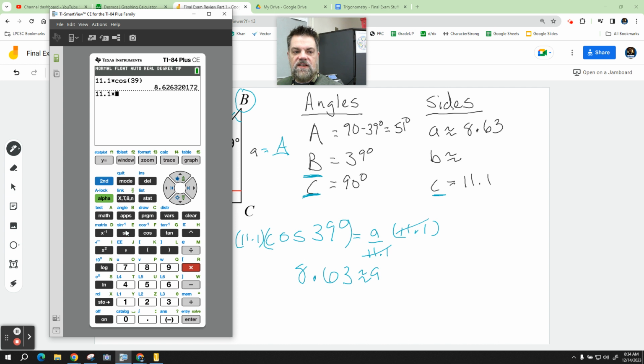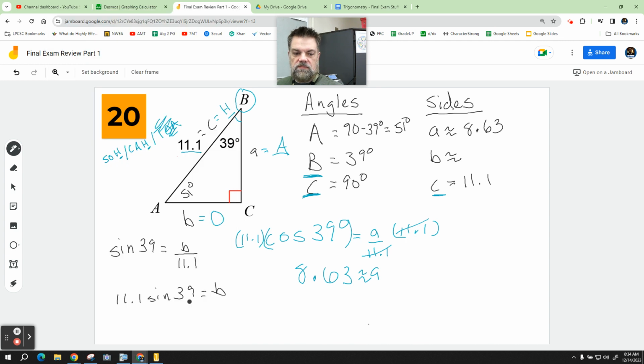11.1 times sine of 39, 6.99. So this is 6.99. And that's it. If you wanted to double check that, you could do the Pythagorean theorem and it should equal.